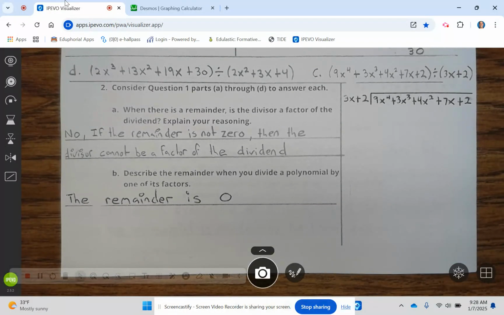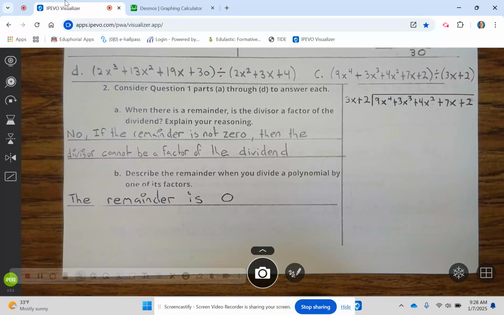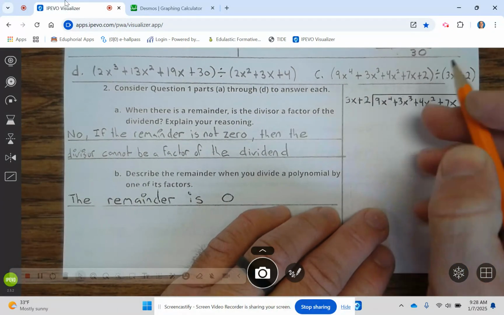So we have 9x to the fourth plus 3x cubed plus 4x squared plus 7x plus 2 divided by 3x plus 2. Okay, so to start, we make sure we have 4, 3, 2x. We have all the x's. So now we ask ourselves, what do you multiply 3x by to give you 9x to the fourth? The answer to that is 3x cubed.